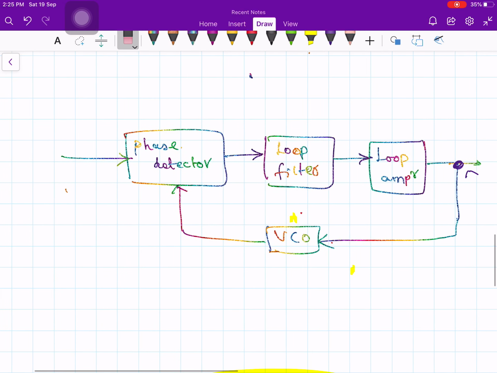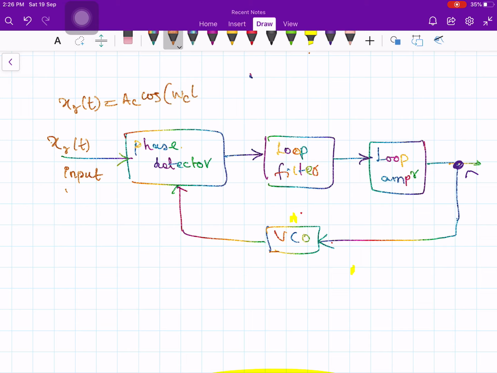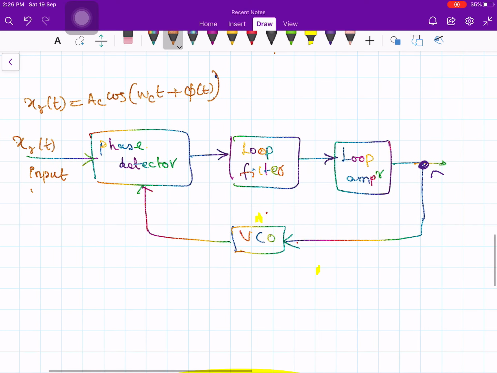Now this is my input, as I said. Input is denoted by x suffix r of t. What is x suffix r of t? It has a certain amplitude, let me denote it by a suffix c, with the carrier frequency omega ct and some arbitrary phase modulation phi of t, which will depend on the nature of this signal. So EV of t, this is my output.